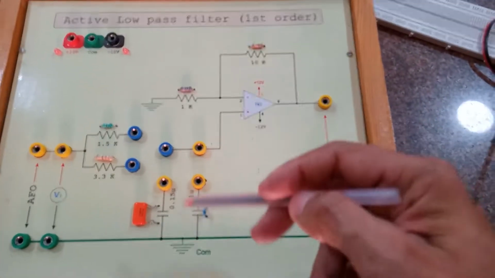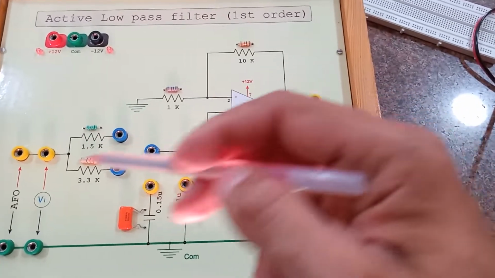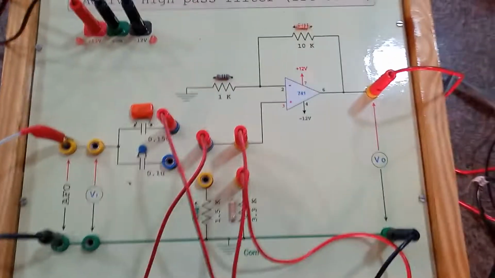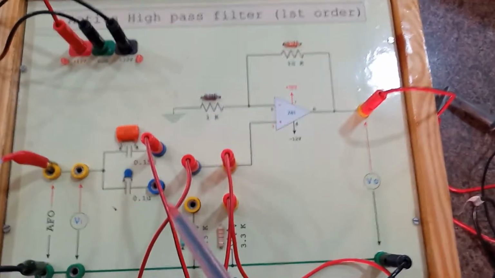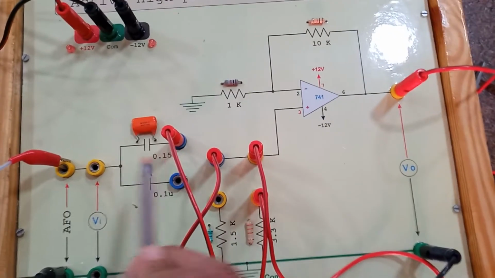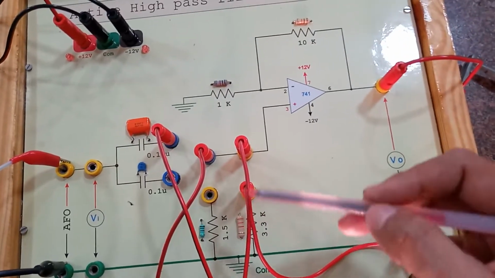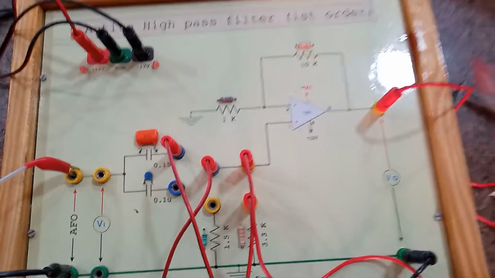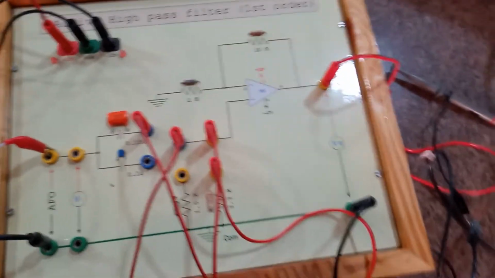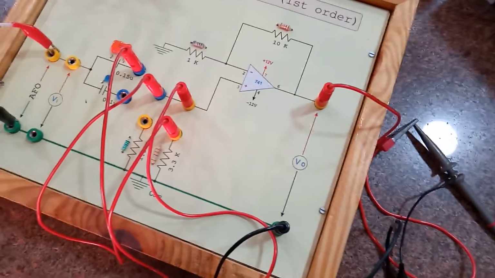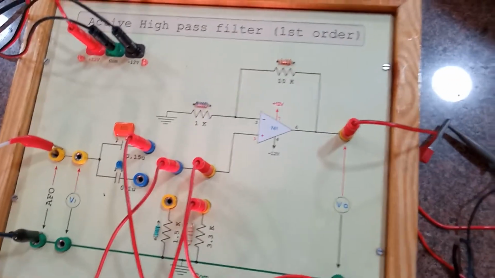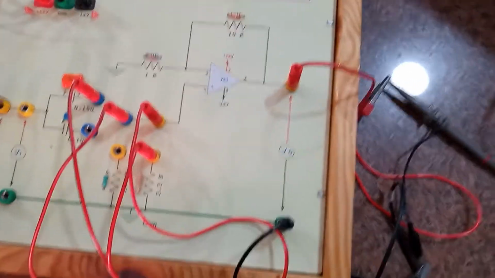This is a low pass filter. You can see the capacitor is parallel and the resistor is in series. Now for our current high pass filter practical, the capacitor is connected in series and the resistor is connected in parallel. Now the relation of XC versus frequency is not going to change.